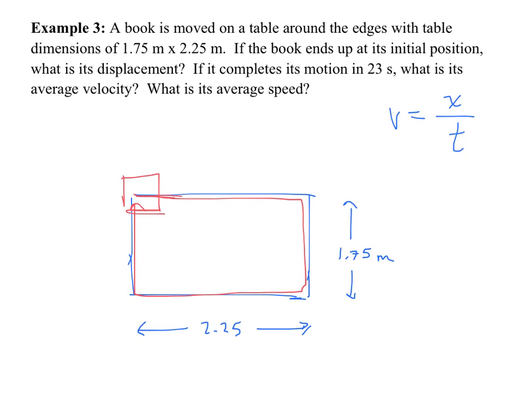What's the displacement? No displacement. Why? Ends up in the same place. So displacement right now is equal to 0 really. Again, he or she, or the book rather, whatever, moved around the table, came back to where they started, right here. So around the table and back.